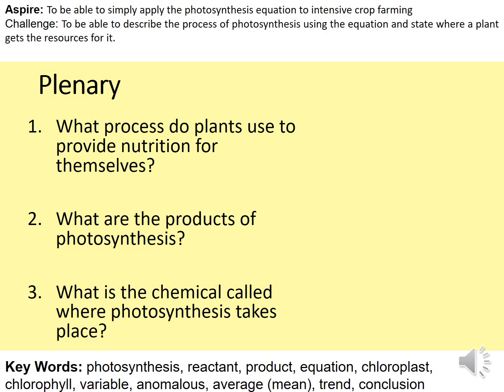So let's just spend a moment on a quick plenary. Let's see how you get on. What process do plants use to provide nutrition for themselves? Question number 1. Hopefully you've got that right. It's the title at the top of your page. I'll give it to you them all together in a moment. Number 2, what are the products of photosynthesis? First of all, I expect you now to know the word products. Where is that in an equation? So what 2 products are there? And what is the chemical called where photosynthesis takes place?